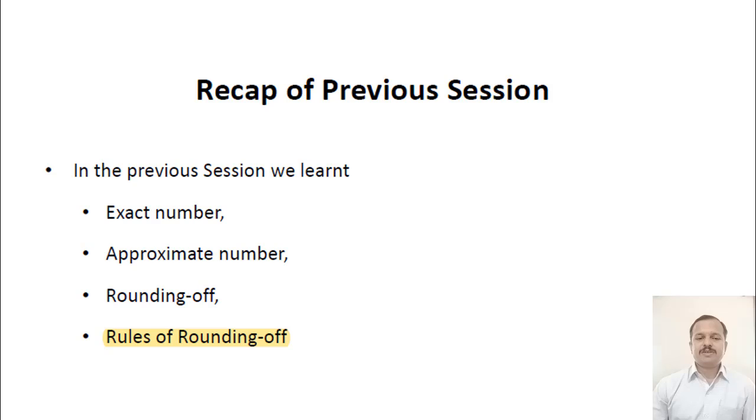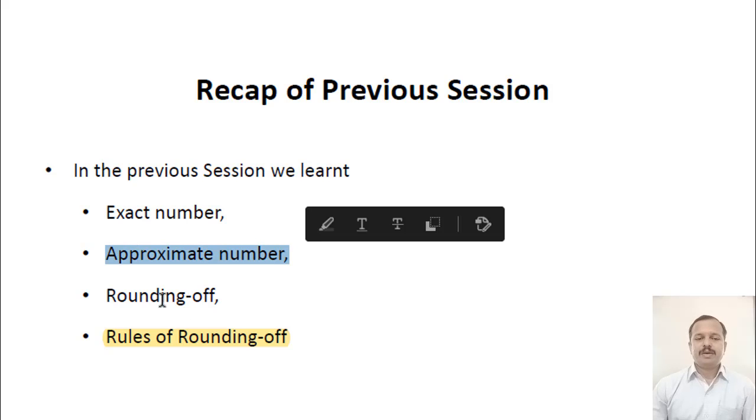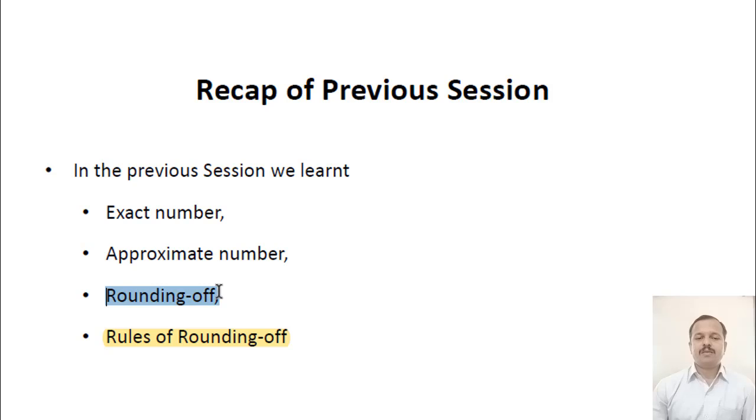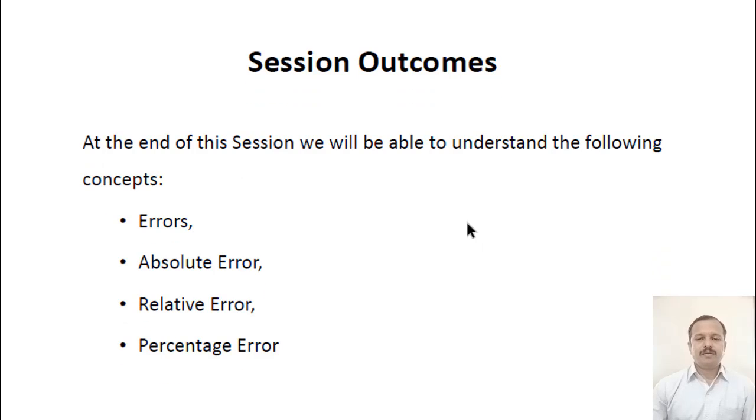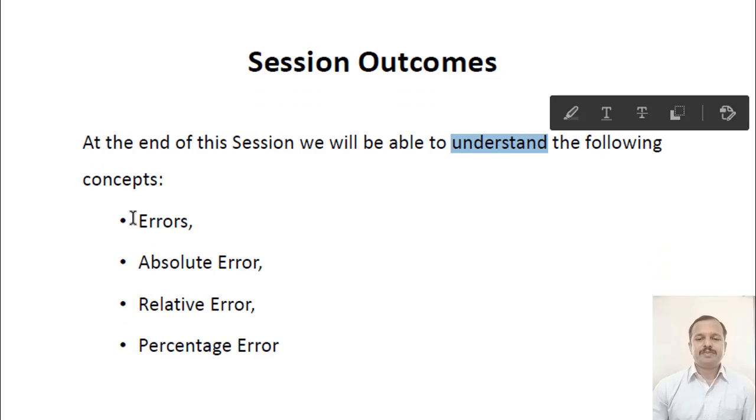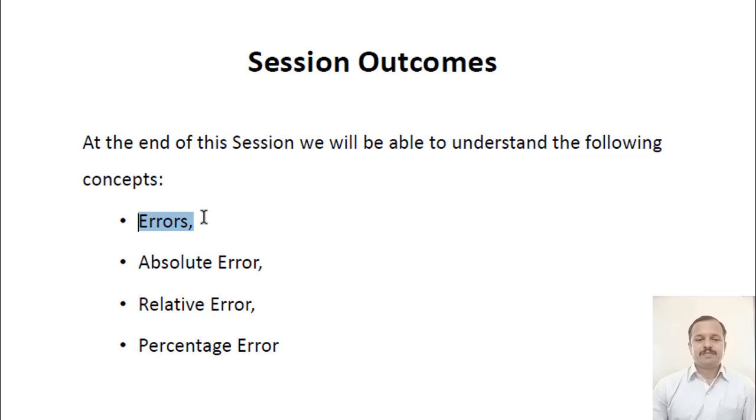So first of all, let us recall what are the things we have studied in the previous session. In the previous session, we have discussed about the exact number, what is meant by an exact number, what is meant by an approximate number, and what is the rounding off process that we have discussed in a detailed manner. And we have also seen what are the important steps involved in rounding off a given number. In the present session, we will be able to understand the following concepts.